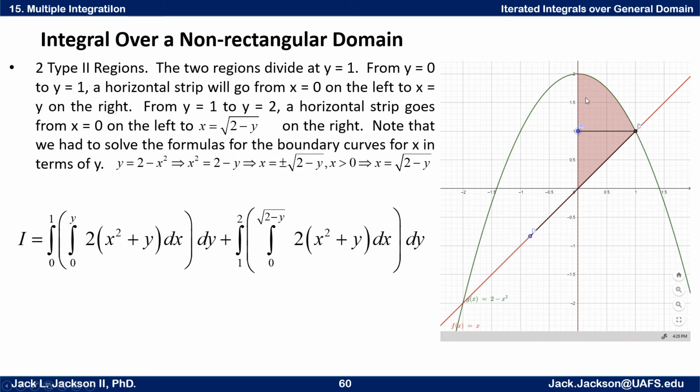Okay, similarly, when we do the one up here, we go from 1 to 2. The strip going from left to right here will always be at 0 on the left. But now we go over to this curve here. Well, this curve, remember, was y equals 2 minus x squared. We have to solve that for x. So let's see, that gives us x squared equals 2 minus y. So x will be plus or minus the square root of 2 minus y. But where we are in our region, x is always positive. So x is the positive square root of 2 minus y. And so that becomes the top there.